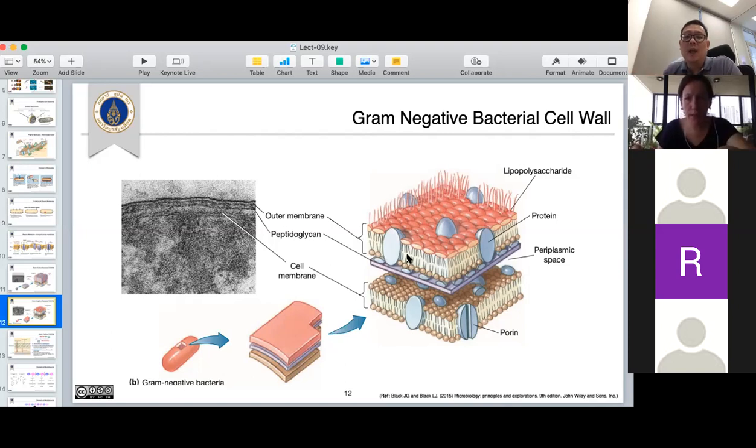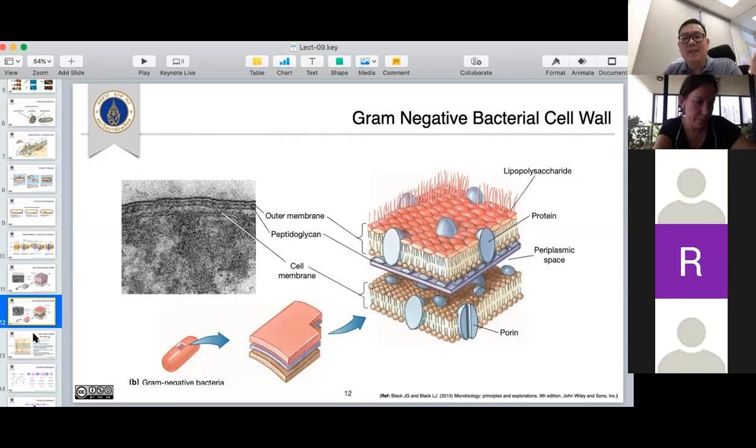Porin is very important. When substances move from inside of the cells to the periplasm, they probably use... this picture is wrong. Porin is not present here. Porin is present on the outer membrane. I probably need to change this figure next time I teach. Porin is present on the outer membrane, not the cell membrane. When substances pass the channel to the periplasm, they pass through the porin outside. So porin is a kind of gate to allow big molecules to move in and out.